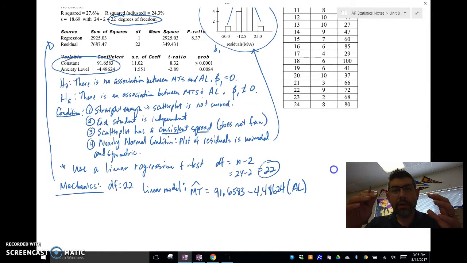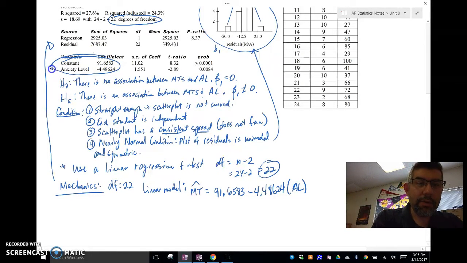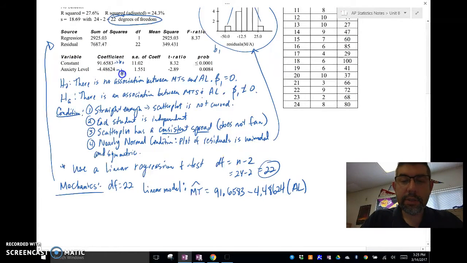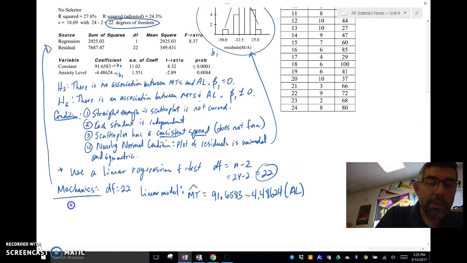Now, if you're wondering, Mr. Myasis, where did you get those numbers? Again, I circled them right here. This one right here is B sub 0, and this one right here is B1, our y-intercept and our slope. So I want to write my linear model down, and then I also want to write our p-value.